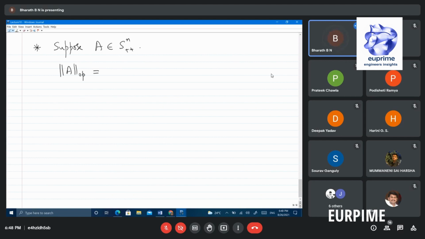Can you guess? Of course, we wouldn't know the answer clearly, but can you guess? We will see why this is true when we study optimization, because it's an optimization problem that you have to solve. Let's see why, but can you guess? Can somebody guess? A is symmetric.